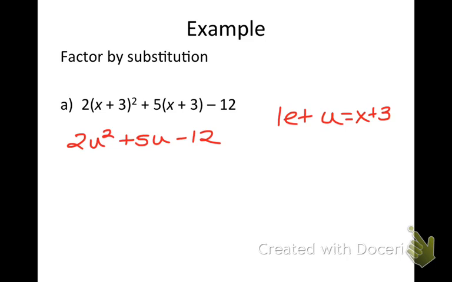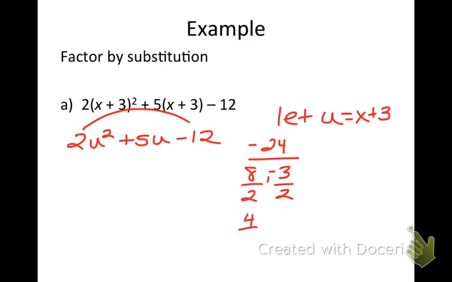Can we factor that? Let's do the rainbow method. So 2 times -12 is -24. What are factors of -24 that get us to 5? It's going to be 8 and 3. Which one's the negative? 3 is going to be the negative. Shortcut method, what's my leading coefficient? 2, so put it over 2. Can I reduce? Yeah, 8 over 2 reduces to 4 over 1, so then I have negative 3 over 2.